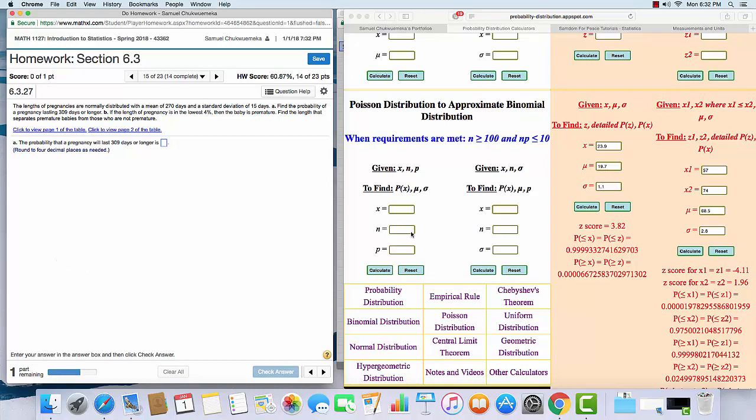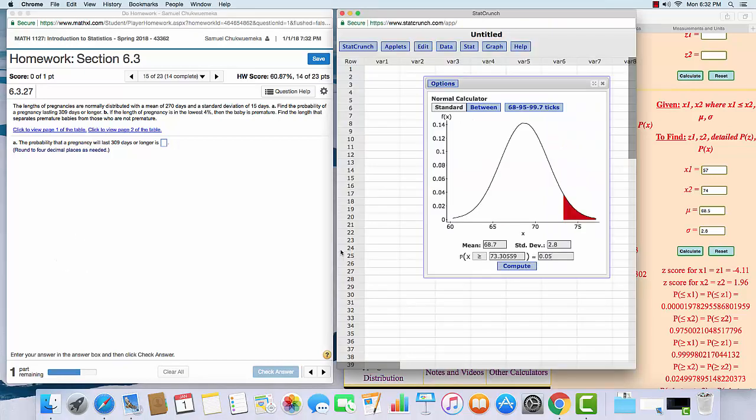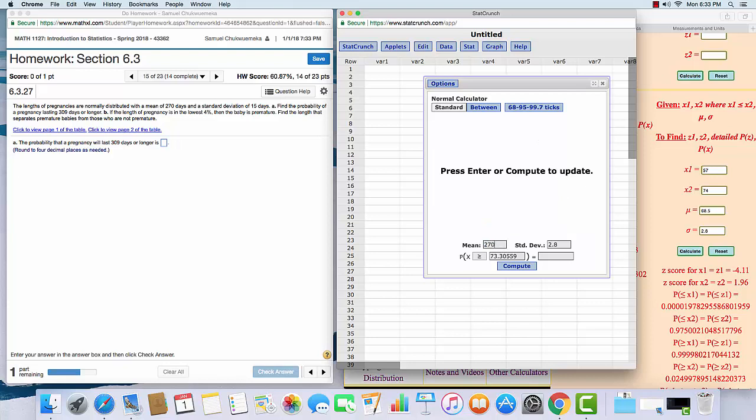Okay, StatCrunch. The lengths of pregnancies are normally distributed with a mean of 270 days and a standard deviation of 15 days. Find the probability of a pregnancy lasting 309 days or longer. So the mean is 270 and the standard deviation is 15. The X here is lasting 309 or longer.